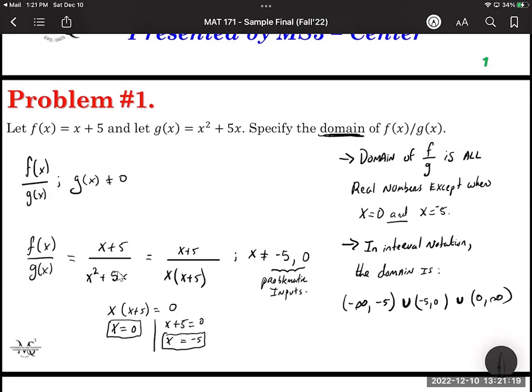I have a question. So those two specific values make the denominator equal to 0. So that's why we exclude them, right? That's right. That's right. Okay.